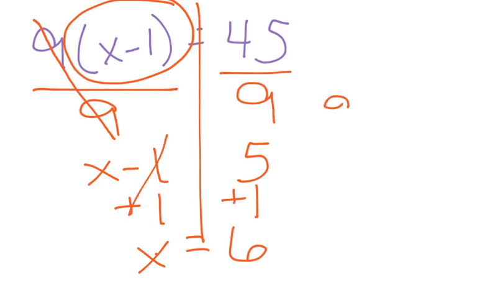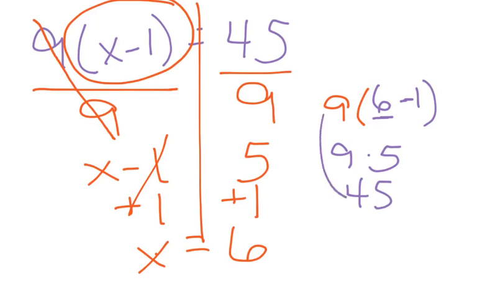So if I check it, I'm going to do 9 times, and then I'm going to replace that x value in a moment. I'm going to put the number I got there, and that is a 6. Well, 6 minus 1 is 5, and 5 times 9 is 45. And that's what was on the other side, so my problem checks out.